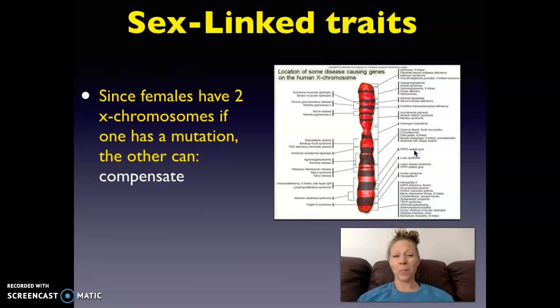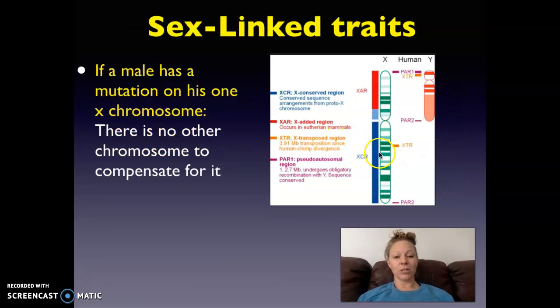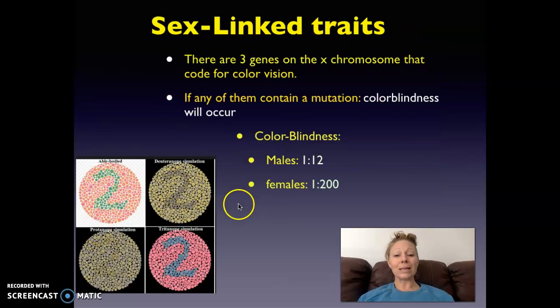And so females kind of have this backup, this second chance, whereas males, they don't have that second chance. See here, if this is your color vision gene and there's a mutation on it, for a male, you don't have that second chance. You don't have a second version of that gene. And so therefore, males are going to be more likely to express color blindness and to have hemophilia. So for example, we talked about earlier that 1 in 12 males have color blindness, which is interesting. And 1 in 200 females have color blindness.